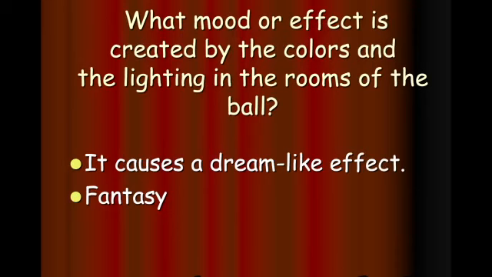What mood or effect is created by the colors and the lighting in each of the rooms of the ball? Remember, there are 7 different rooms, one connected to the next in kind of a zigzag pattern. It almost causes this dreamlike effect. It almost seems like this fantasy going on because there's a masquerade ball. You don't really know who anybody is. Again, the lights are being sent up by this coal burning bowl, so the lights are flickering. They're not that bright. Every room is a different color. The mood is almost a dreamlike effect. It seems very fantastic.